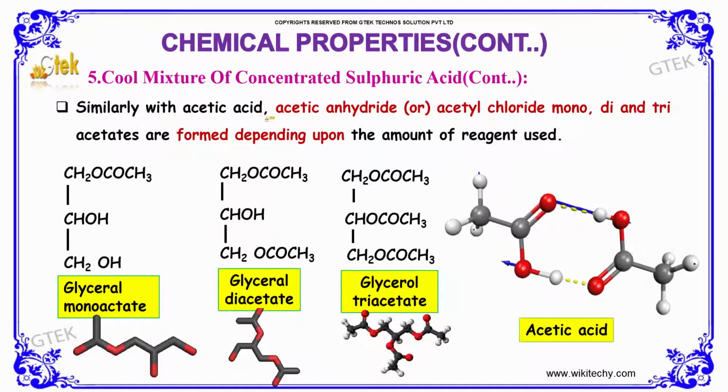Similarly, with acetic acid, acetic anhydride or acetyl chloride, mono, di or triacetates are formed depending upon the amount of reagent used. These are the respective structures for glycerol monoacetate, glycerol diacetate, glycerol triacetate, and this is the three-dimensional structure of acetic acid.